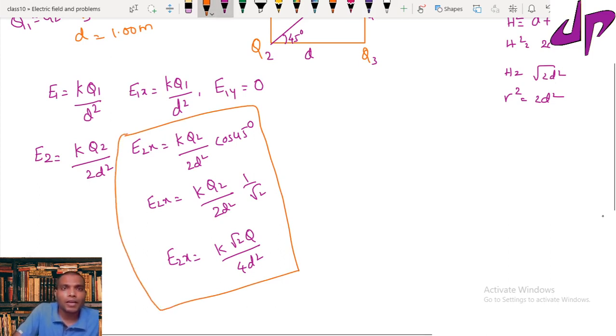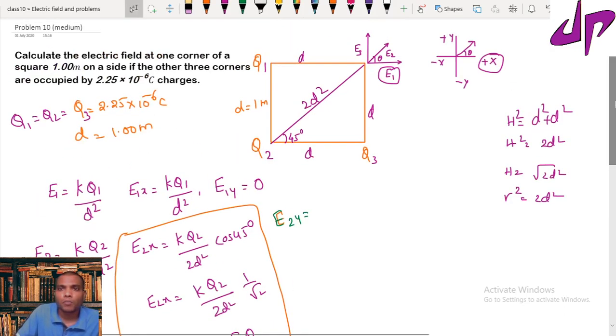And what about the y component? The y component here is E2y equal to... now if you can see, the y component is the component of E2 resolving along the horizontal axis and the vertical axis.